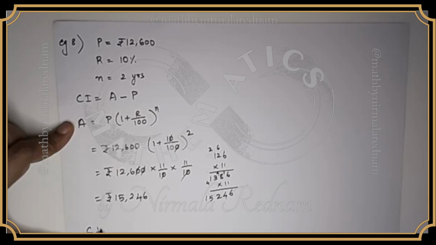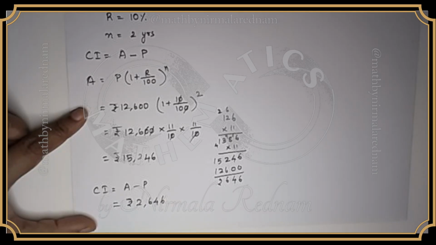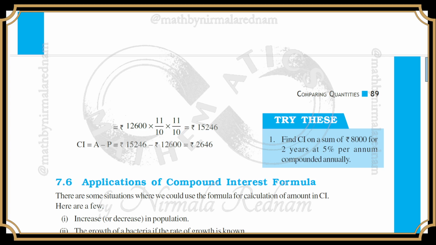Now, because they're asking compound interest, I'm simply going to subtract from this the original principal amount. I'm going to get A minus P, which is nothing but 2,646. So this is how we are going to be solving all these sums. So that is a solved example.